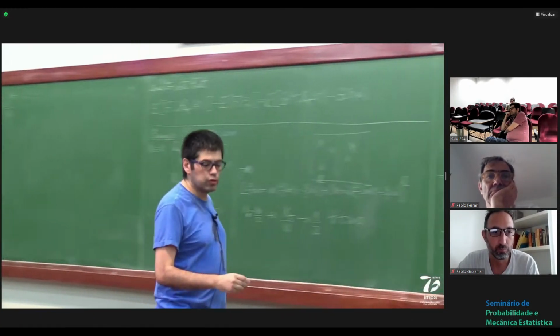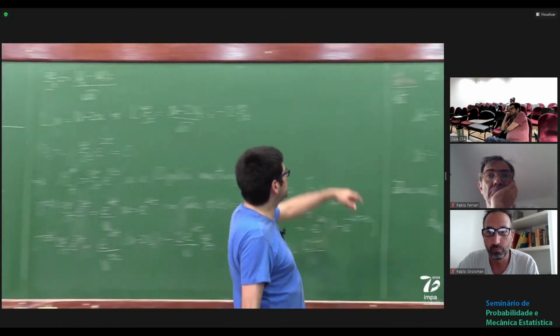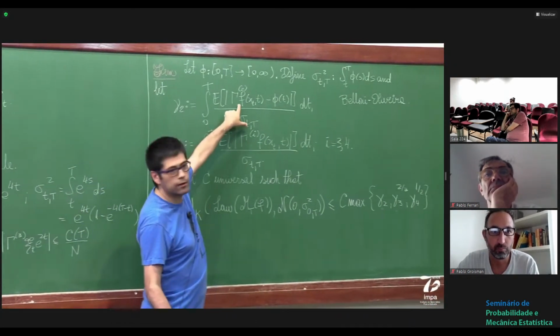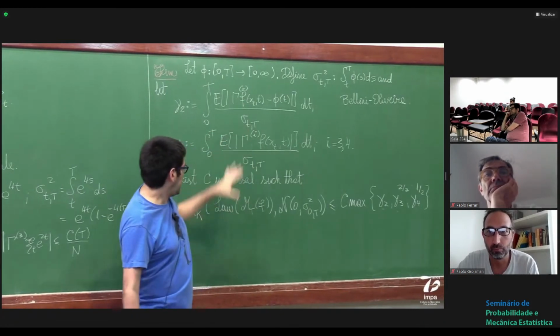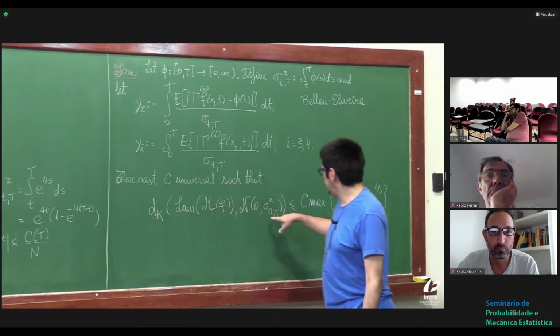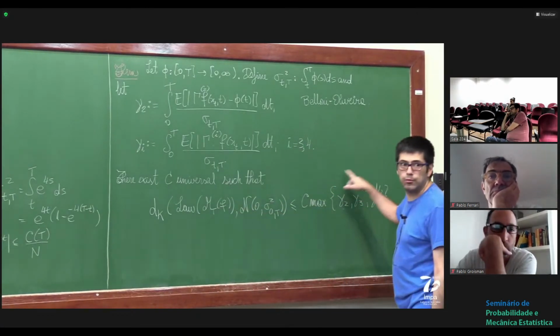So, okay, our question was whether these gamma i's have the right homogeneity, in the sense that if you multiply the function f by a constant, then you multiply n by a constant and this guy by a constant, so this should be multiplied by a constant.